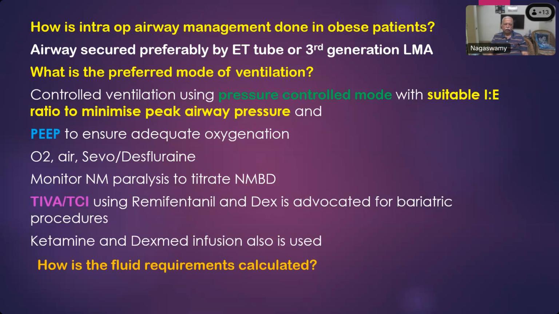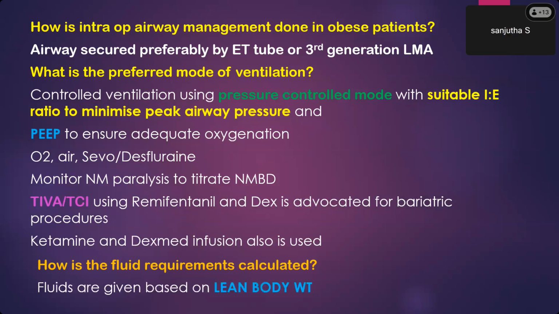How is the fluid requirement calculated? Is it calculated on total body weight or ideal body weight or lean body weight? Lean body weight. It should be only on lean body weight. Okay, don't give on total body weight because their total volume is low. So rapid infusion will cause overloading and pulmonary edema. So never give too much large volume based on the total body weight. It should only be on lean body weight.